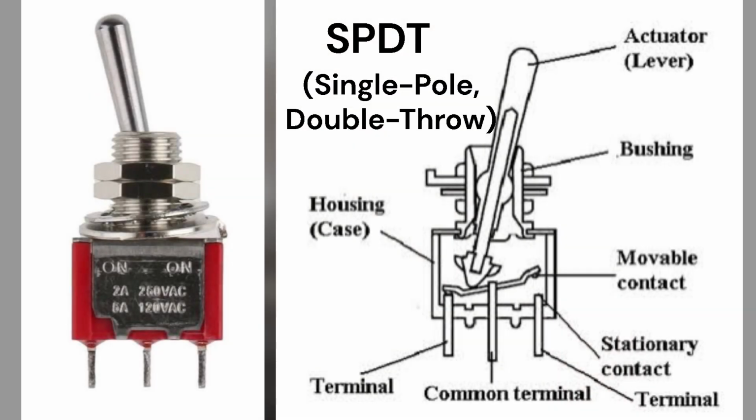Now let's start with a common SPDT toggle switch. Seeing terms like SPDT might seem a little confusing at first. Don't worry, we'll cover poles and throws in detail in a dedicated video later. For now, just remember this. The pole is the common terminal, and the throws are the terminals that the common terminal switches between. That's all you need to know for now.